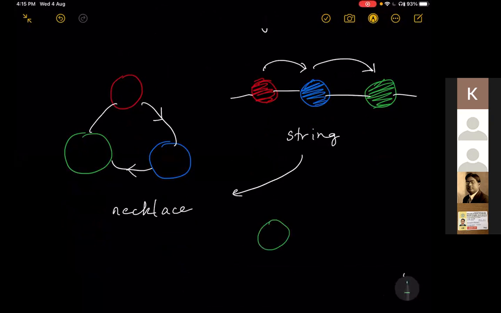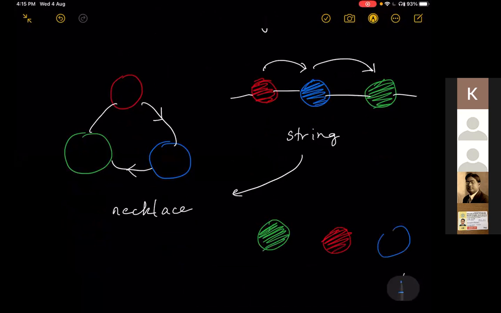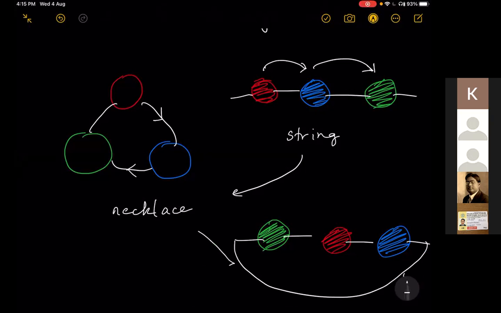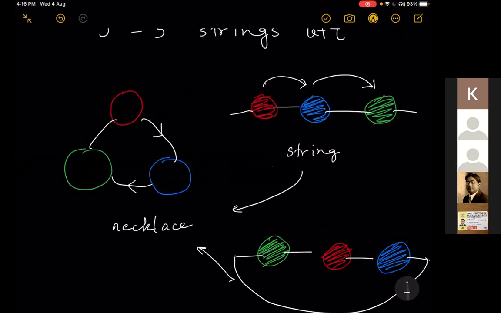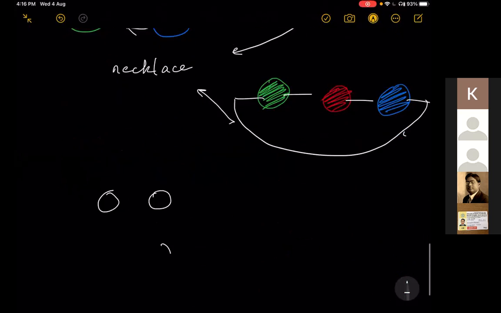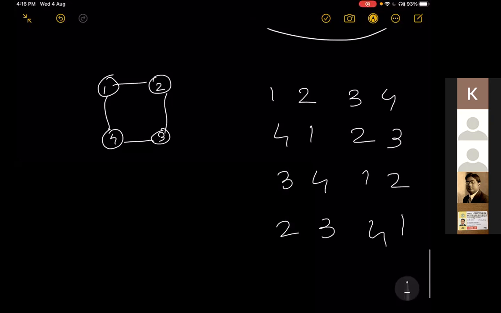So now if I make this arrangement, first green, then red, then blue, and then connect the ends, this same necklace is formed. It's just rotated a bit. So how many times can you rotate this thing and still get different necklaces? Number of pearls. Like if I had 4, say 1, 2, 3, 4, I can write them in a line like this: 1, 2, 3, 4, or 2, 3, 4, 1, or 3, 4, 1, 2, or 4, 1, 2, 3. All these 4 strings will give the same necklace.